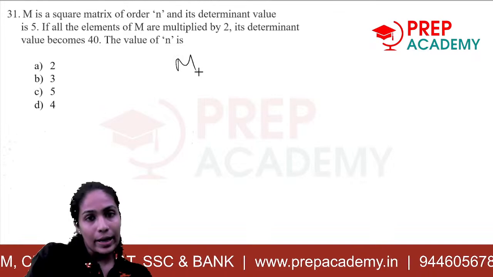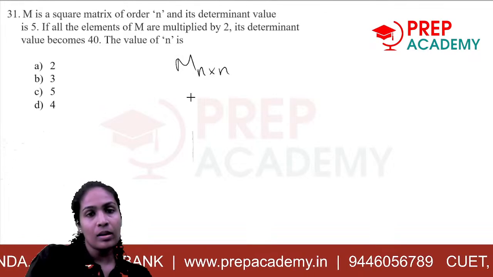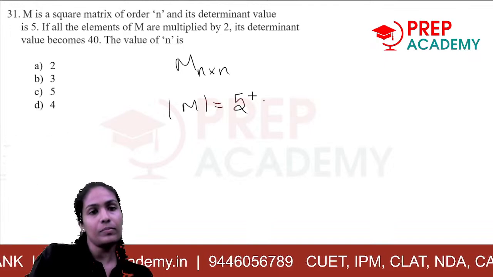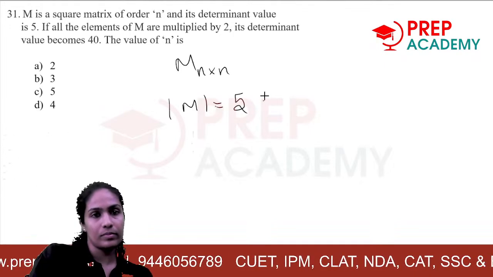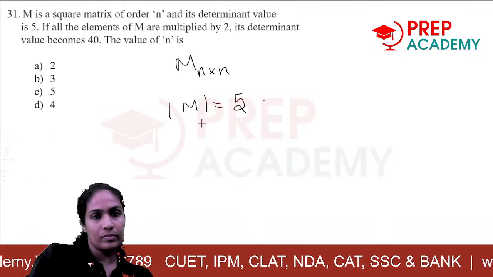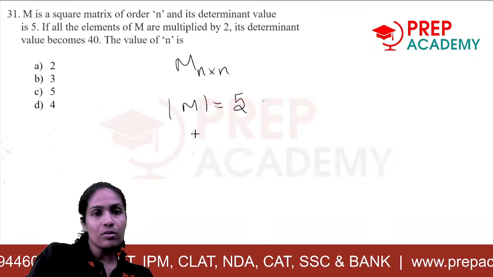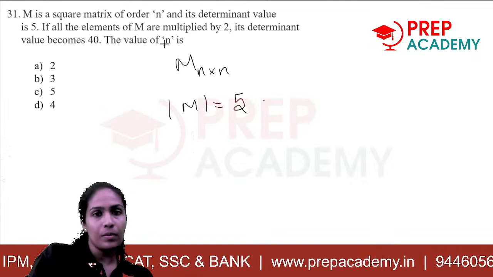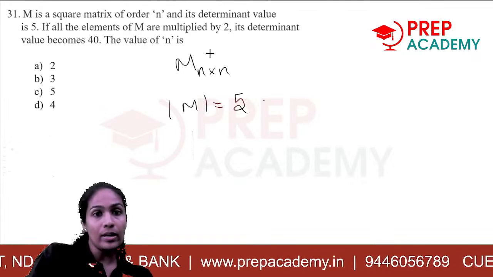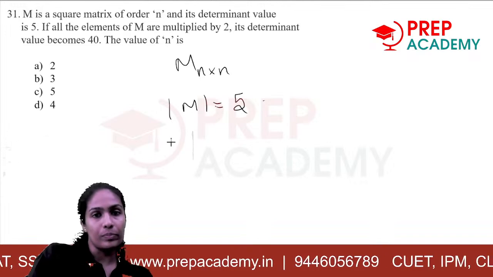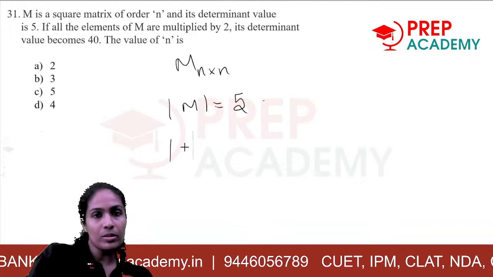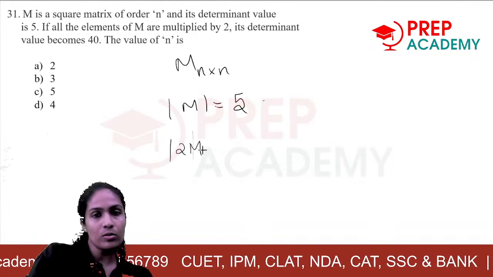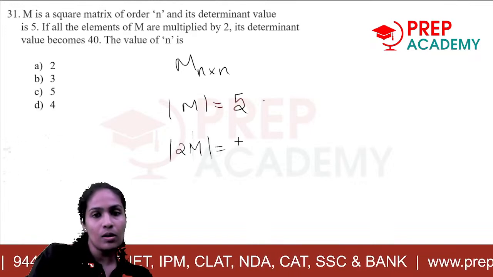M is of order n, that is n by n. The determinant of M is equal to 5. Your question is to find the value of n if the determinant of 2M is 40. Every element of M is multiplied by 2 means the new matrix is 2M. So determinant of 2M is 40.